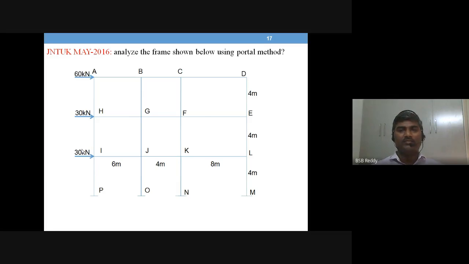Morning, my dear students. Last session, we have seen the procedure to solve for the laterally loaded portal frames using portal method. And this session, we will see an example of how we solve a frame applied by lateral loads using portal method, following the step-by-step procedure that we discussed in the last session. First, let us recall what the procedure was.